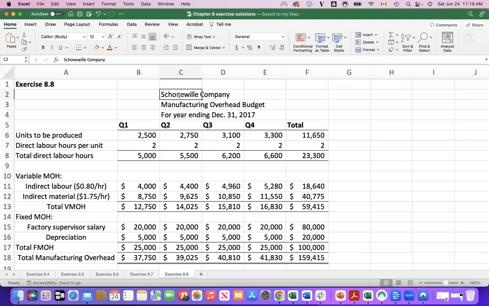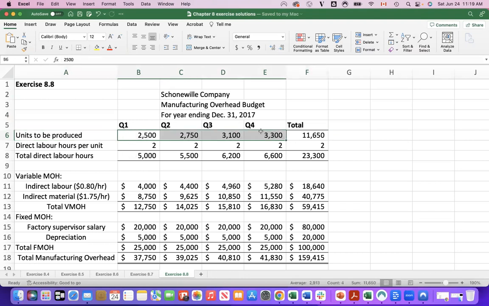Again, looking at the heading first: the name of the company, Seanwell Company, the name of the budget, manufacturing overhead budget, and the period, in this case for the year ending December 31st of 2017. There's three sections to this budget. First, we are looking at converting from units produced to whatever the basis for overhead application is. Remember, they said they apply overhead based off of direct labor hours. So we need to convert our units to direct labor hours.